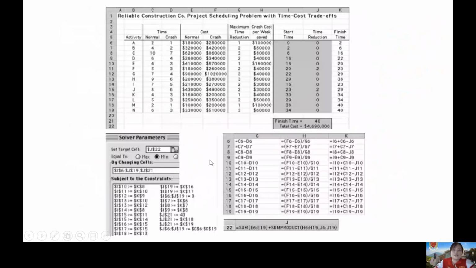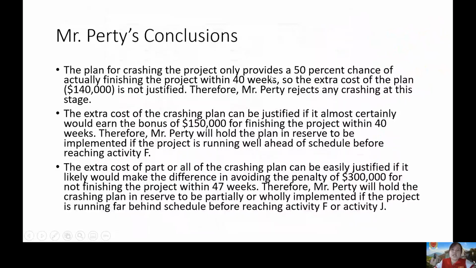So, conclusions. So, the plan for crashing the project only provides 50% chance of actually finishing the project within 40 weeks. Nag-compute pala uli sila ng probability. So, the extra cost of the plan is not justified. If 150 lang nga naman yung makukuha niya versus 140, so wag na lang. Magre-risk pa siya. And the extra cost of crashing plan can be justified if it almost certainly would earn the bonus of 150,000 for finishing the project, and so on.